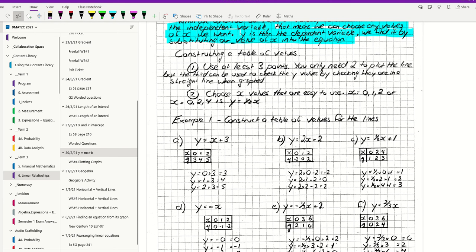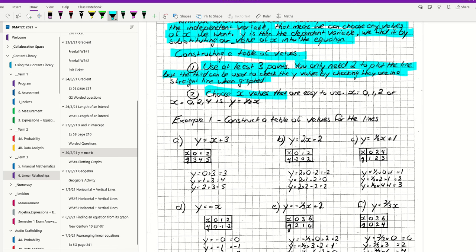So constructing our table of values, use at least 3 points. You only actually need 2 to plot the line. As we were doing before, we were able to draw a line between 2 points. When we were doing our midpoints and our gradients, we only used 2 points. But this time around, since you're calculating the points, we want you to do 3 so that you can make sure that the y values are all in a straight line. After you plot the 3 points, if they're in a straight line, fantastic, you've probably got it right. If they're not in a straight line, you've got at least one wrong. Go back and recheck them all.